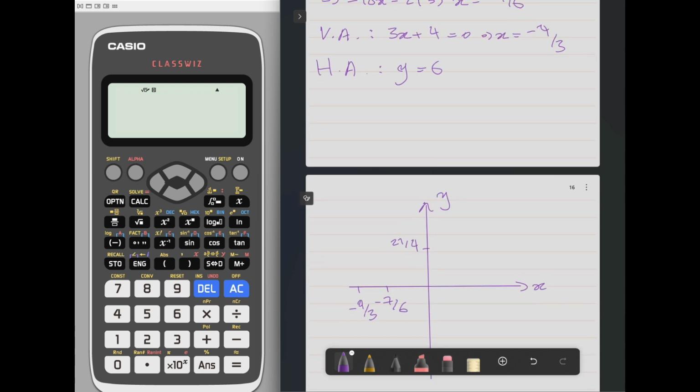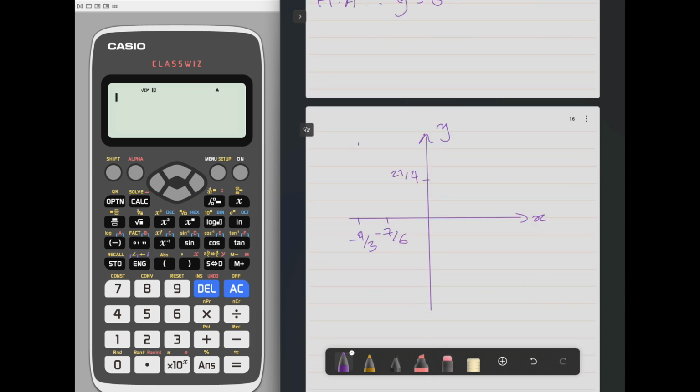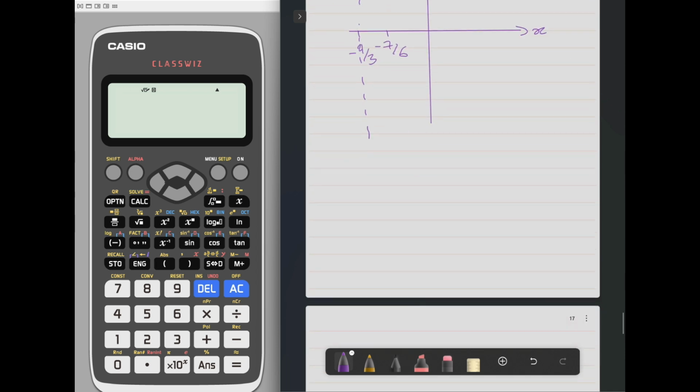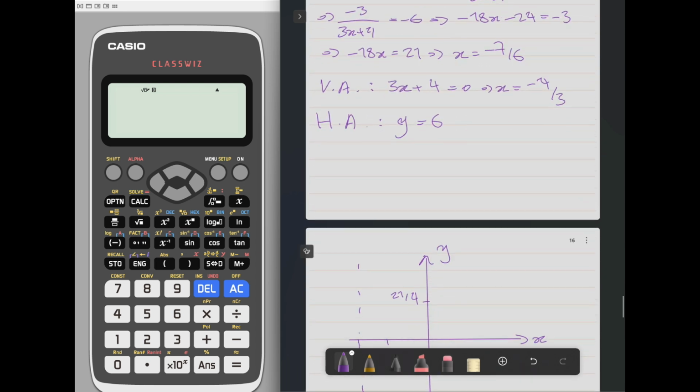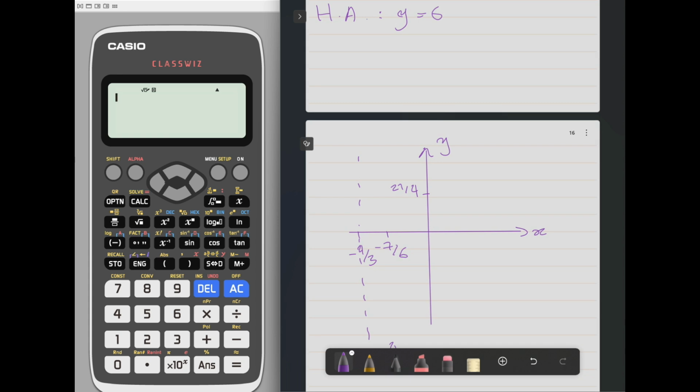This is going to be my vertical asymptote, which is x equal to minus 4 over 3. And therefore, I have my horizontal asymptote, y equal to 6. Which one is greater, 21 over 4 or 6? Of course 6. So 6 is going to be above 21 over 4, and I'll have my horizontal asymptote as y equal to 6.